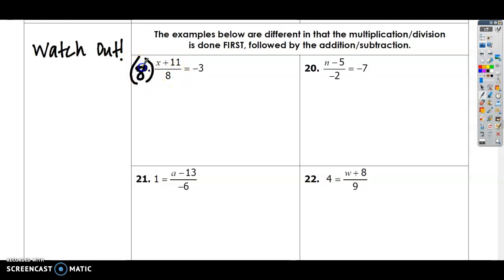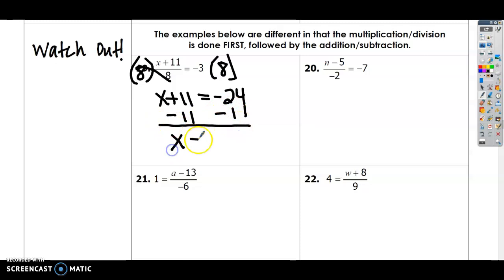So let's multiply by 8. And that gets rid of our fraction. So we're going to bring down x plus 11 equals negative 3 times 8 is negative 24. And then I just subtract 11 to finish it up. So x equals negative 24 minus 11. That gives me negative 35. All right, so go ahead and check it. Plug it in and make sure it works.